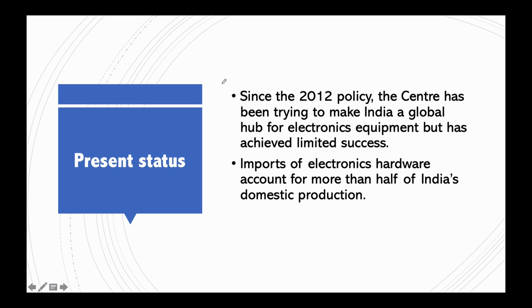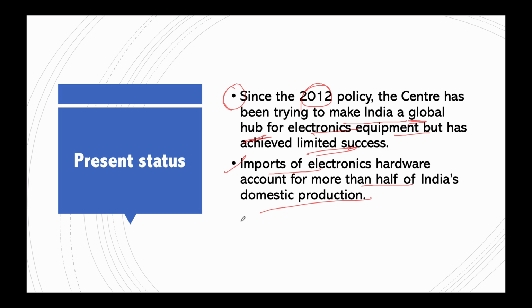Now next is, what is the present status of electronics manufacturing in our country? So let's have a look at it. Since 2012, the center is trying to make India a global hub. I told you why a global hub: after China, the global market is looking at India because the labor costs have increased in China. So after 2012, the government is constantly looking to increase. They are trying to make India a global hub for electronics equipment, but have achieved only limited success, because even the imports of electronics hardware account for more than half of India's domestic production.